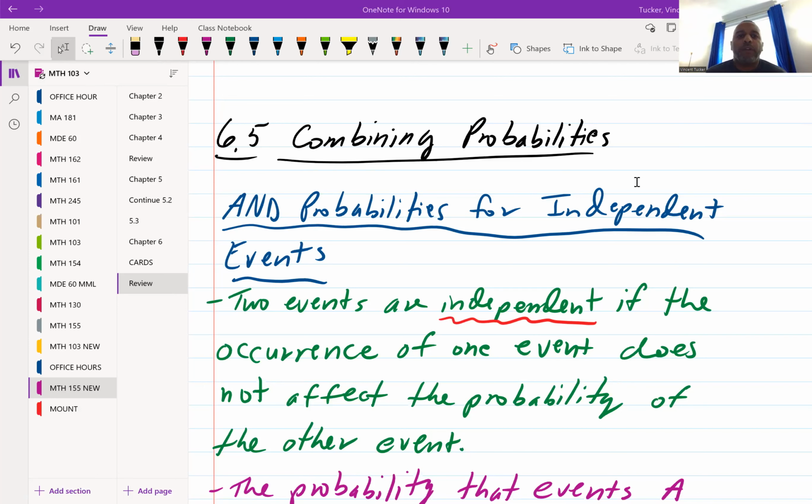All right. So we're looking at 6.5. Last class, we closed out 6.4. So we're looking at 6.5 today, and that's combining probabilities. It is the last section in chapter 6, so this is all we'll do today.